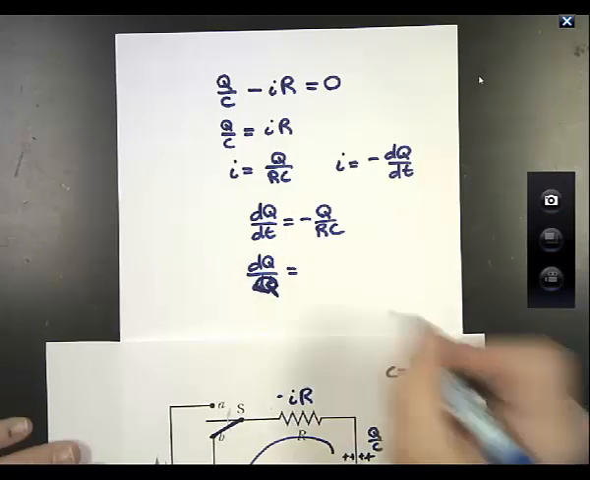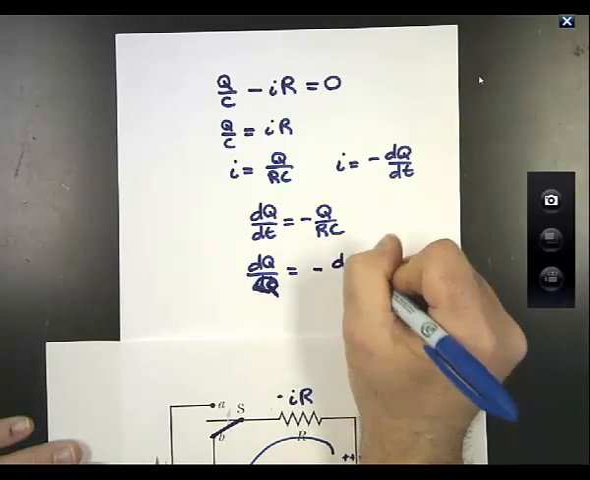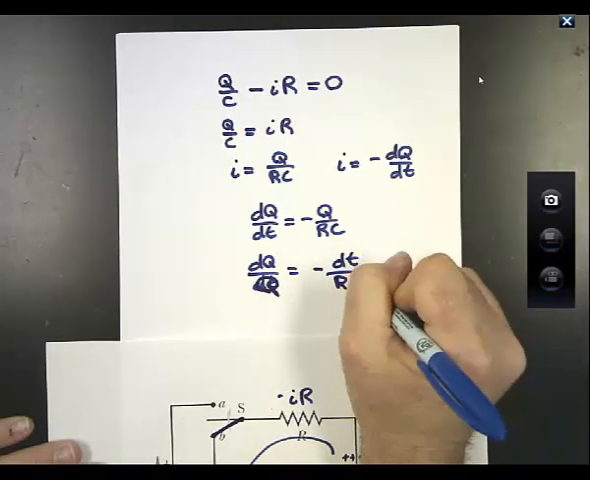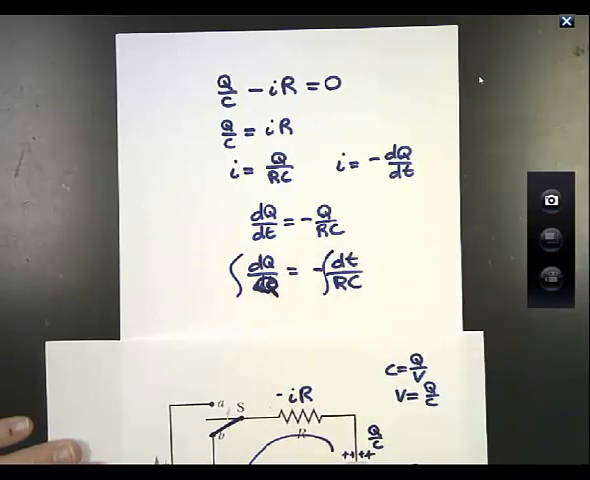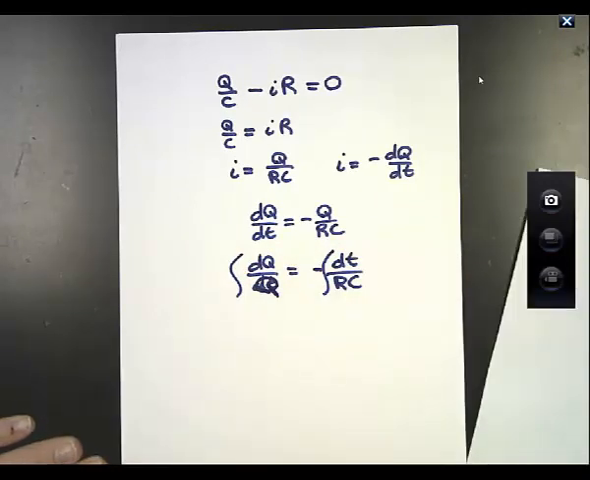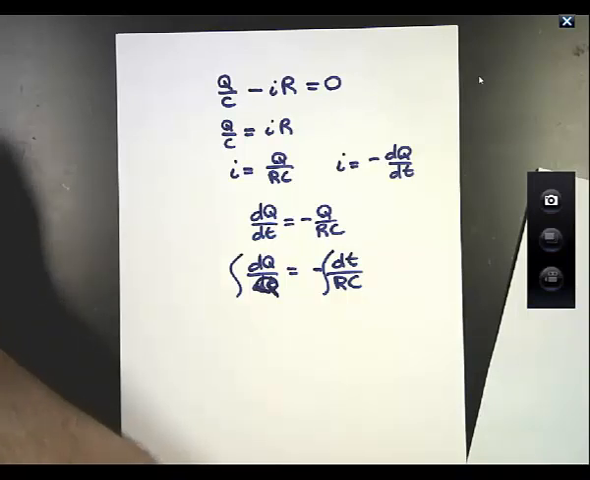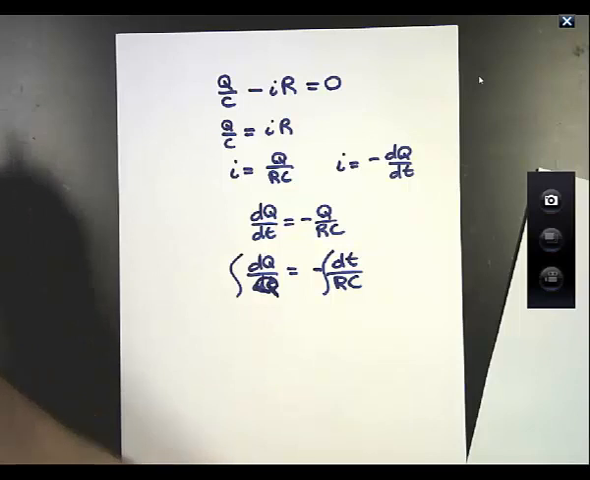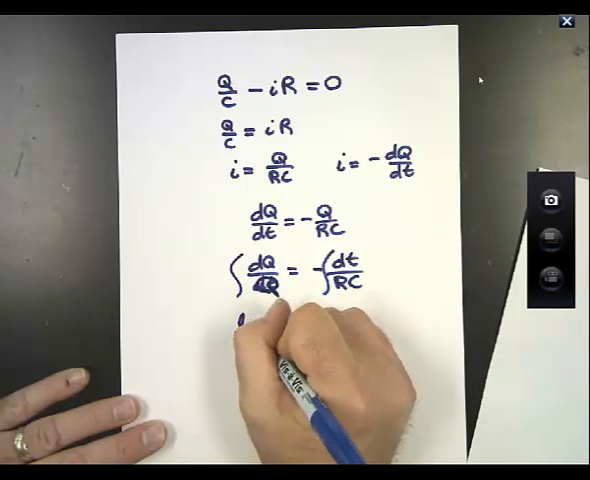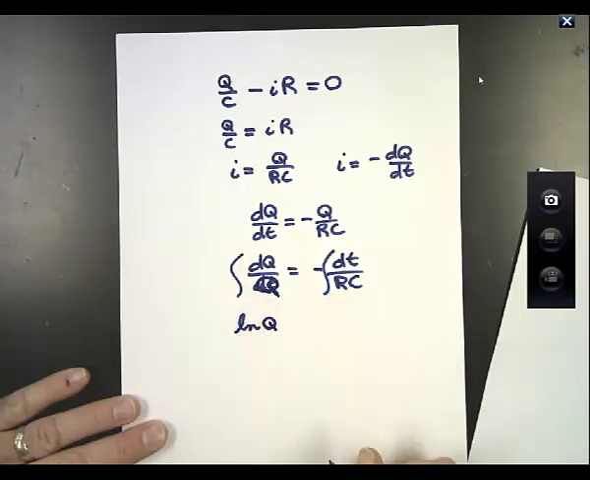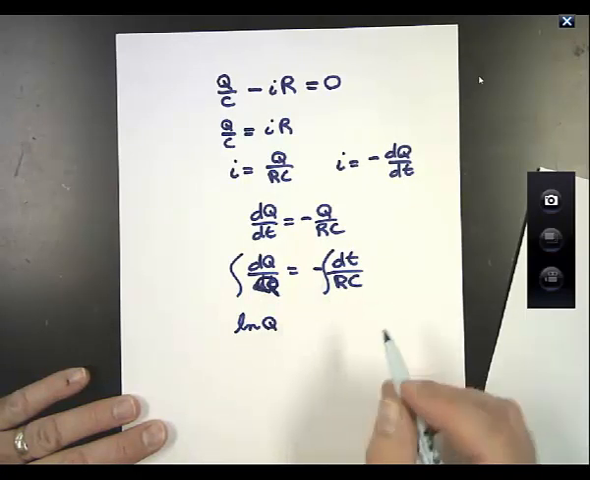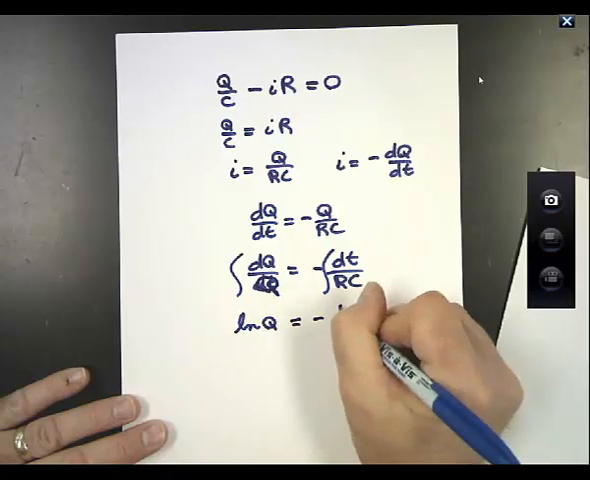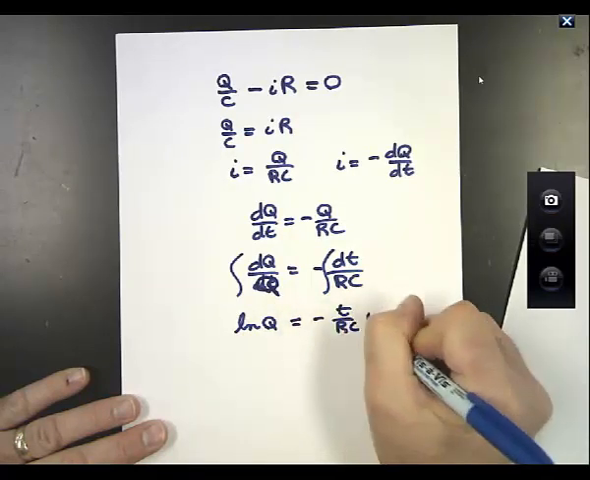dq over q equals negative dt over RC. And just like in your notes, I'm going to integrate both sides. I'm going to attempt to come up with an equation which shows how q is changing. Alright, so if I integrate this, what I notice right off the bat is on this side I have a natural log of q. What I notice on this side is that R and C are both constants. So what I've got is minus t over RC plus a constant.